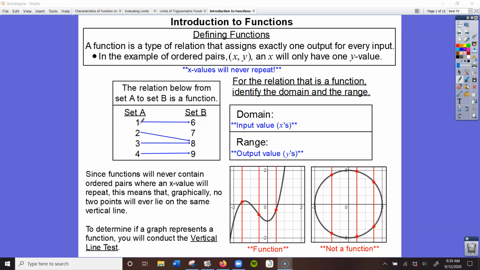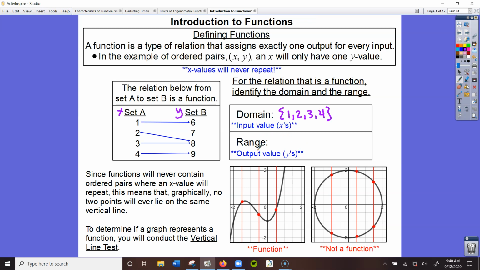So if we look here at this particular box, we have set A and set B. Let's say that set A are our x values and set B are the y values. If I asked you to tell me what the domain is, the domain represents the set of all of your x values. So you would look at this graph or chart here and you would say that our domain consists of the numbers 1, 2, 3, and 4.